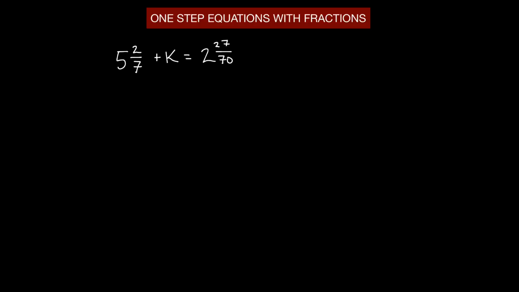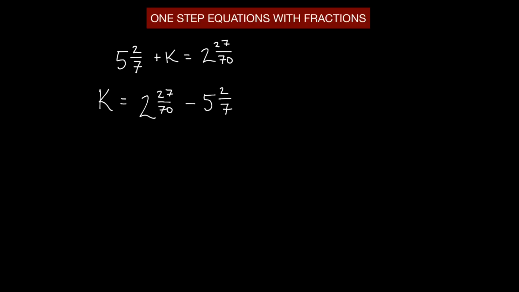Okay, so 5 2/7 plus k equals 2 27/70. Okay, so to get k by itself, we're simply going to subtract 5 2/7 from both sides. So we get k equals 2 27/70 minus 5 2/7.